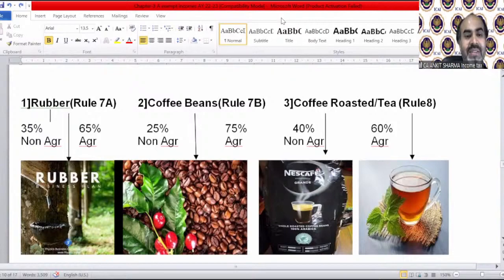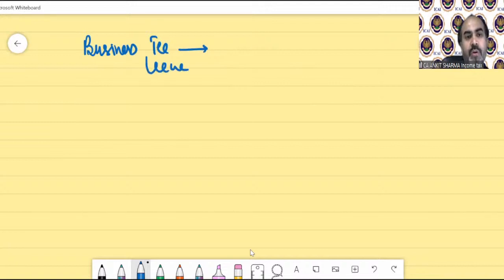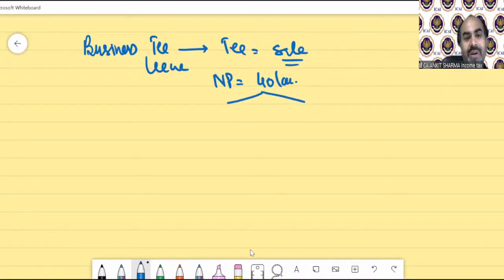How will we calculate tax in these cases? Let's take an example. Say you are doing a business of tea: from tea leaves, you produce tea and sell it in the market. So this is again an example of a composite business. Now, say you earn a net profit of 40 lakh rupees. Out of this 40 lakh, 60% will be treated as your agricultural income, that means 24 lakh. And the remaining 40% will be your non-agricultural income, that is 16 lakh.